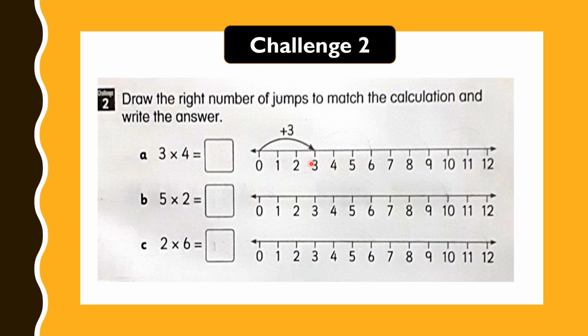Now 3 times 4, again the same problem. Now 3, again 1, 2 and 3. So how many? 12 is the answer. Very good. Now 5 times 2, just now we have discussed, right? So 5, 1 step and then 2 steps. So what is the answer? 10 is the answer. Perfect. Now 2 times 6. So again 6, 1 here and then the other one here, that is 12. So 12 is the answer here also.